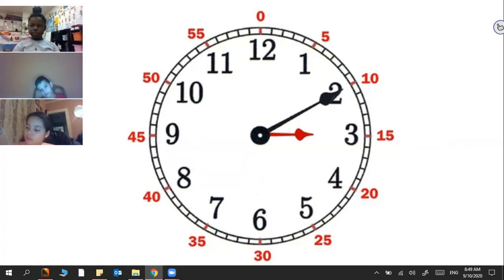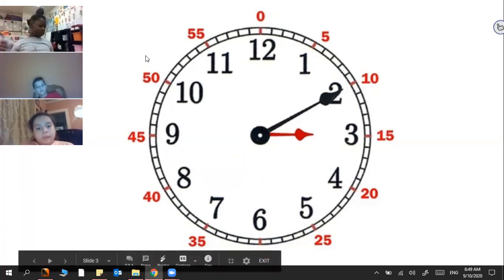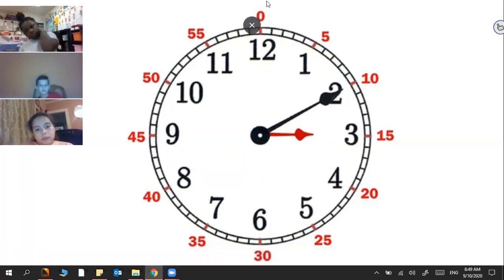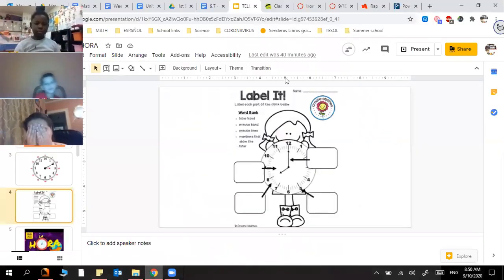Now, the other thing, everything works here in fives. Cinco, cinco, cinco, cinco. Entonces vean, 5, 10, 15, 20, 25, 30, 35, 40, 45, 50, 55. Y ya sabemos que aquí es 60. Okay? Got it? Let's see. Now we're going to label this clock. Vamos a ver.